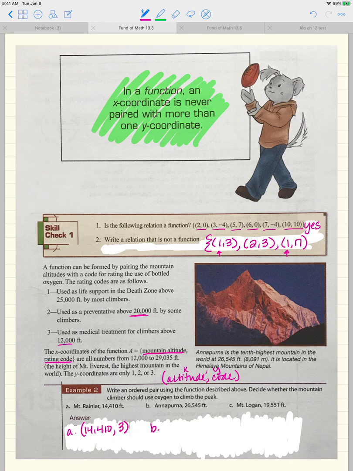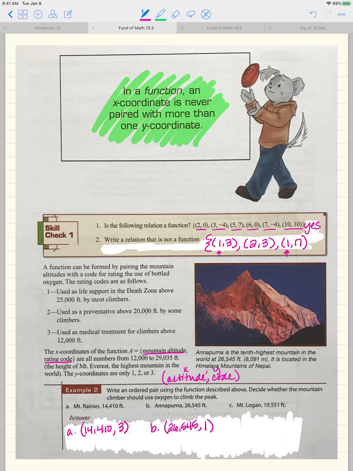B, Annapurna, okay, is at 26,545 feet. So our x-coordinate is the altitude, 26,545. Our y-coordinate is the code, 1, 2, or 3. 26,545 is definitely greater than 12,000 feet, is definitely greater than 20,000 feet, and is greater than 25,000 feet, okay? So code 1 says used as life support in the death zone above 25,000 feet. So is 26,545 feet above 25,000 feet? Absolutely it is. So that is going to be code 1.